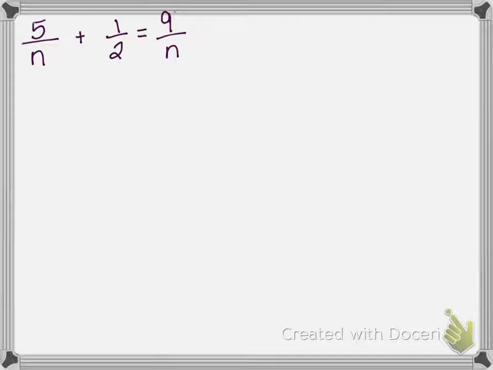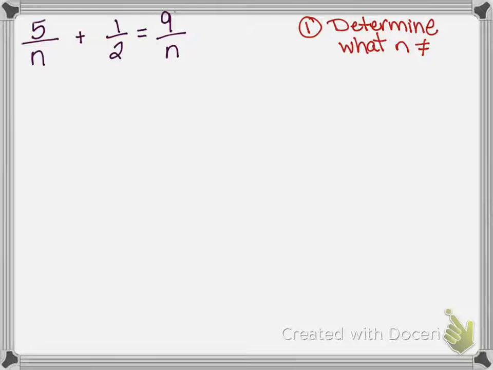We have a variable in the denominator. So when I have a variable in the denominator, that makes it a rational equation, because I have that n in the denominator. The very first thing that I have to do is determine what n cannot equal. And that equals sign with a line through it means does not equal.